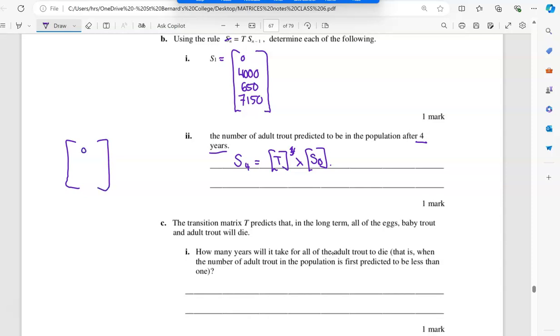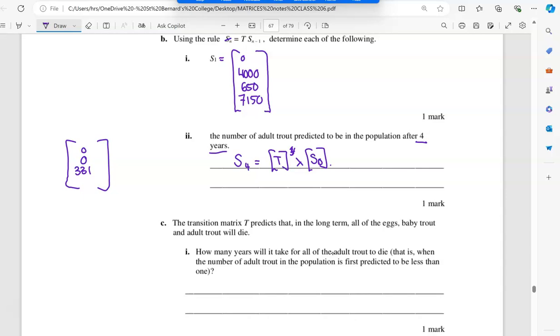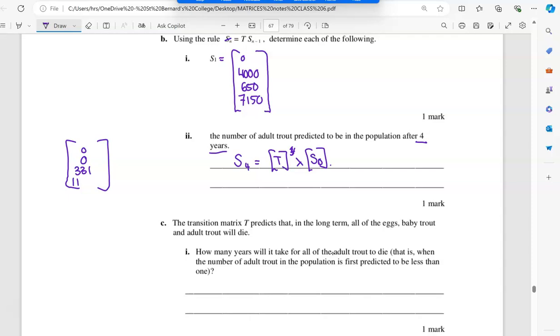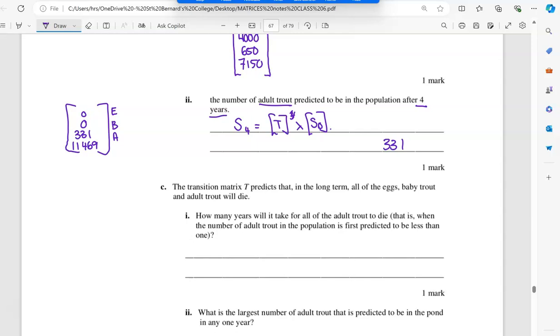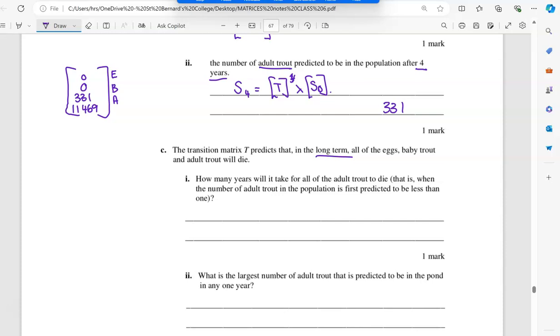So we had 0, 0, 3, 3, 1. I'm going to round because they're trout, so I'm not going to have a decimal trout. And 1, 1, 4, 6, 9, I think. So if you add them up, it'll be the same amount. And it said the number of adult trout. So remember, this was eggs, baby, adult. So we can say we had 331.